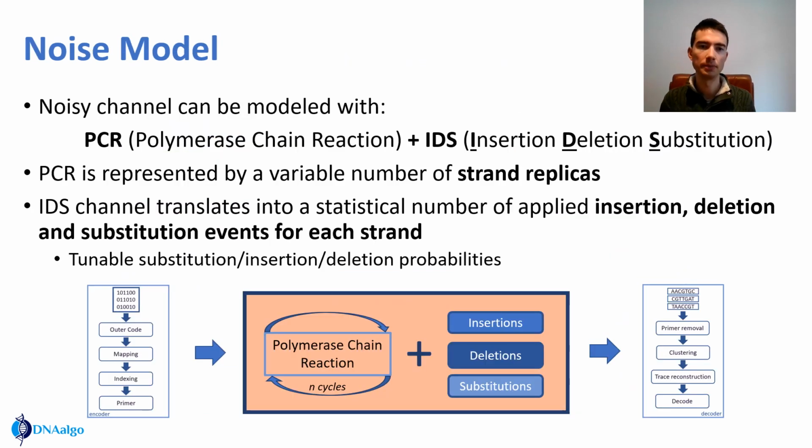The noise model is usually divided into two parts, PCR and IDS. So polymerase chain reaction introduces some noisy events, which are modeled with insertions, deletions, and substitutions, each of them characterized by a certain probability to occur. So this is exactly the same scheme as before, where the noise channel has been expanded into polymerase chain reaction, performing a certain amount of cycles, and then insertions, deletions, and substitutions.